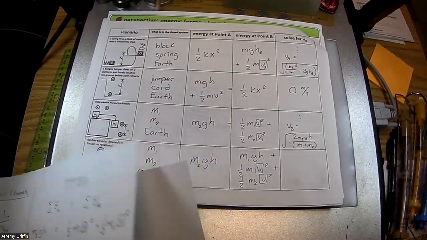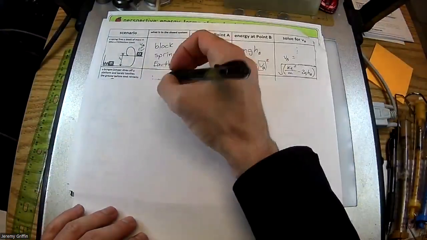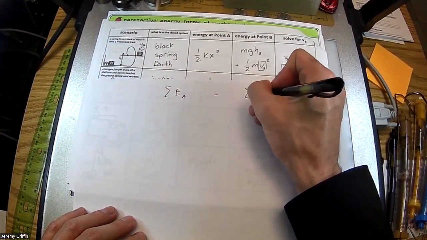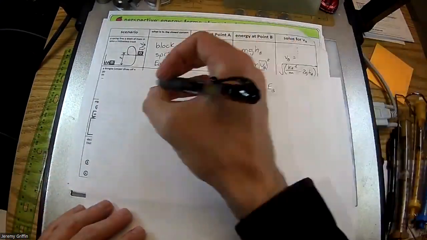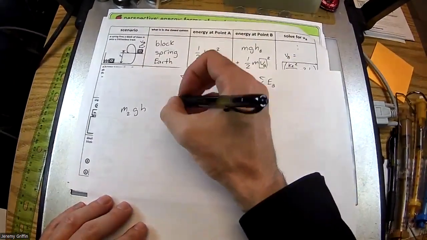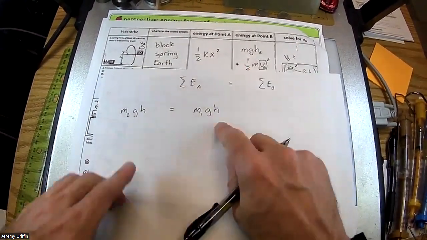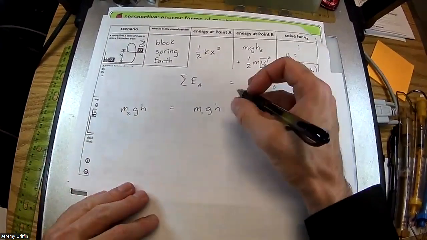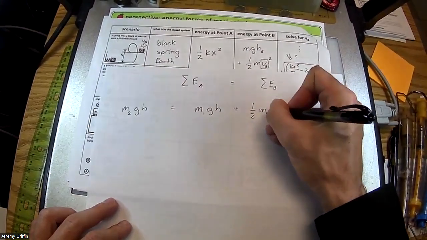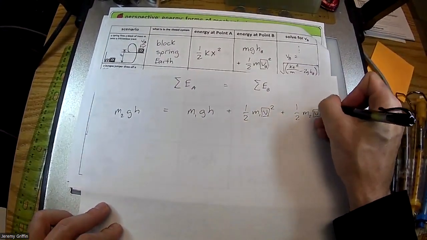I bet if you did it the old way with dynamics, you could get an answer, and the new way of doing it would get the exact same answer. Let's just do the new way. Sum of energy at point A equals the sum of energy at point B. So we got M2GH. The fact that the large block can fall, that's supplying all the energy. And it's doing 3 things. It's lifting block 1. There's M1GH. It gets the same H, right? One's down, one's up. It's the same distance. Plus 1/2 M1V we're solving for squared plus 1/2 M2V we're solving for squared.